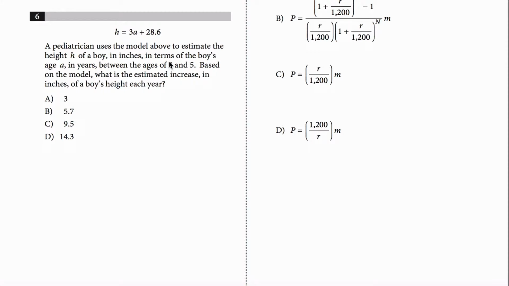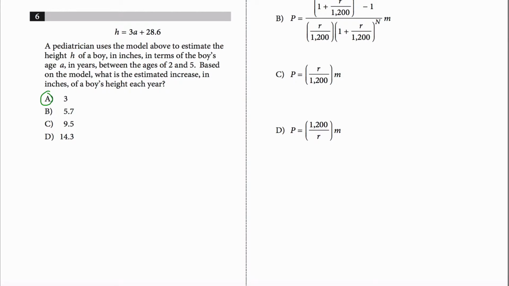But even though you're not using this when A equals 0, it still helps you understand what these coefficients mean. When A equals 0, H equals 28.6. This is the kid's height when he's 0 years old. And then what happens is every time A increases by 1, we add another 3 to this number. So when this question asks you what is the estimated increase in inches of a boy's height each year, that's exactly what this 3 right here represents. The answer is 3. The quick way to answer this question is to understand what those numbers mean, and then just plug it in and get 3.